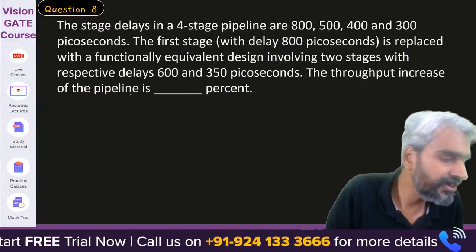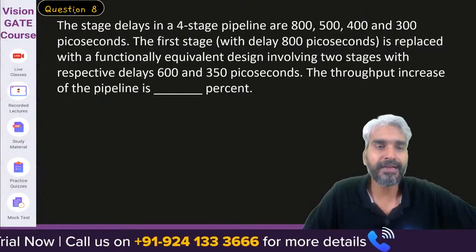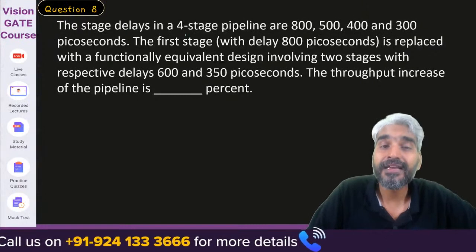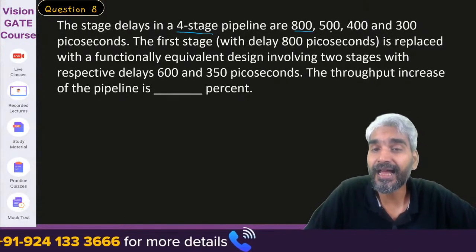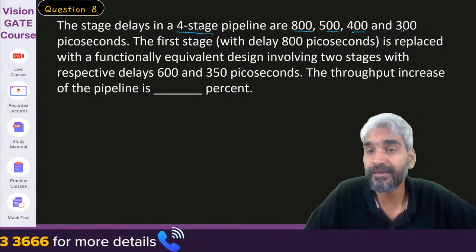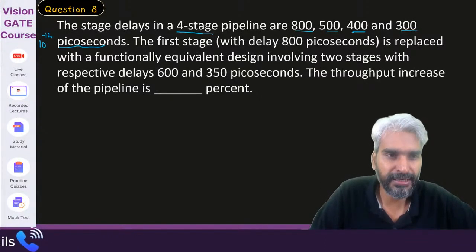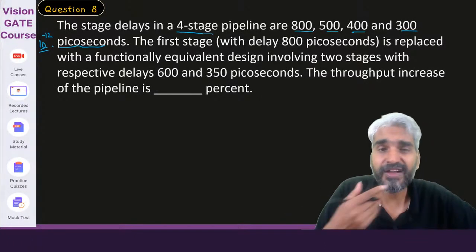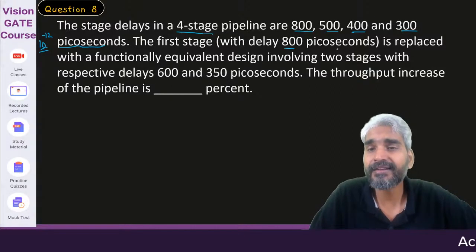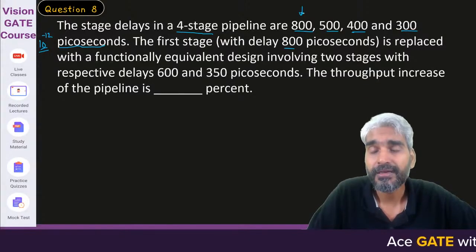Done. That's the answer. Next, question number 8. The stage delays in our 4-stage pipeline are 800, 500, 400 and 300 picoseconds. Picoseconds is nothing but 10 raised to power minus 12 seconds. Now, the first stage with a delay of 800 picoseconds is the maximum delay.